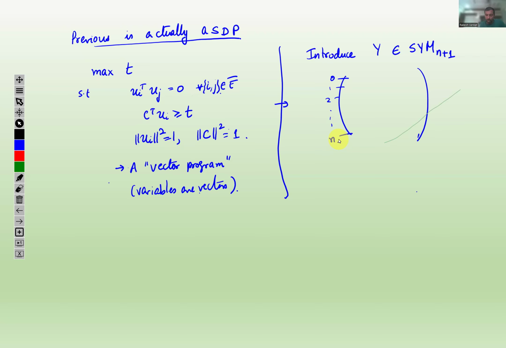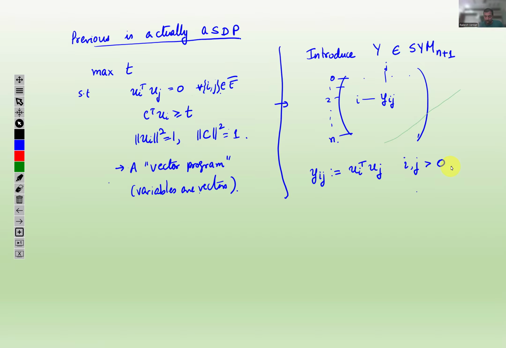Now what I'm going to say is that the entries of this matrix are variables like yij, at index i comma j. And I'm going to define how yij is defined on the basis of ui and uj. I'm going to relabel yij as ui transpose uj, and this is for i, j greater than 0.